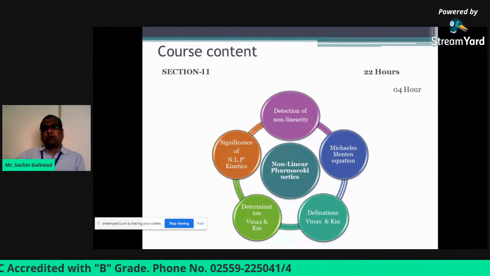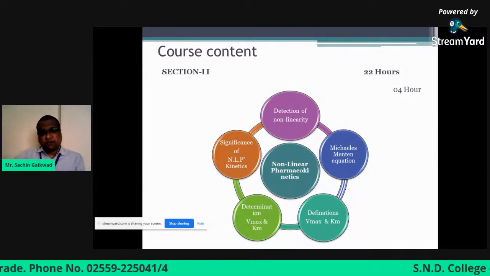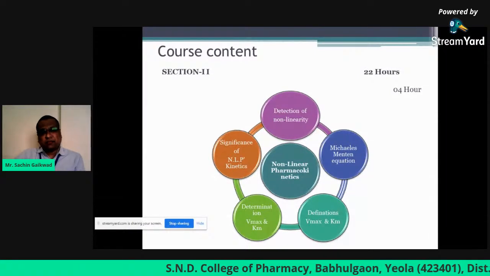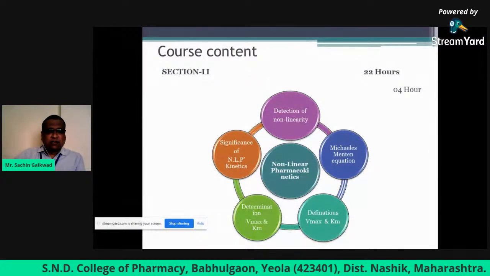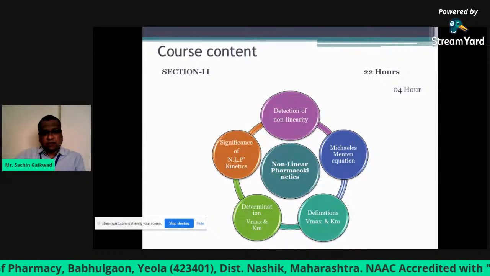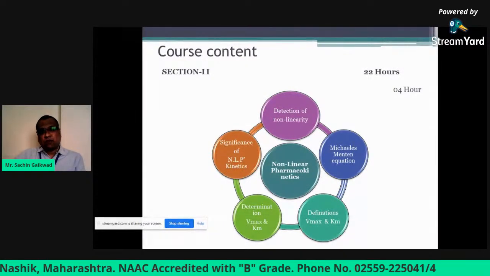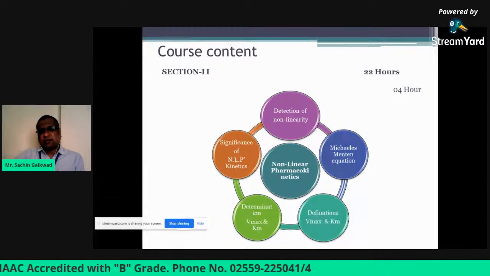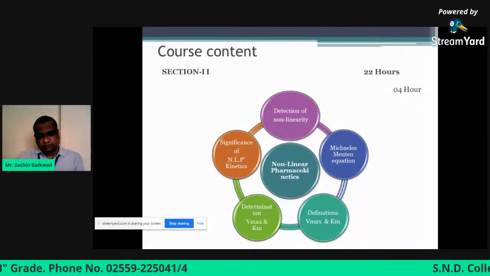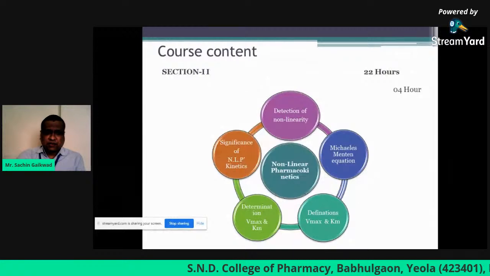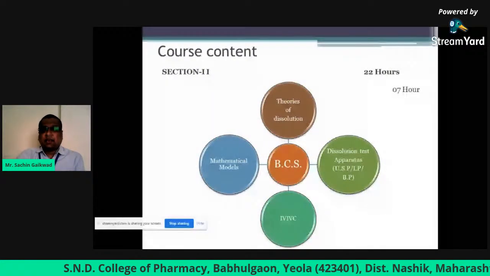The second important thing is the Michaelis-Menten equation. Next one is the definition of Vmax and Km. Afterwards, the determination of Vmax and Km. And the last one is the significance of non-linear pharmacokinetics. In this way, this chapter will be completed. Okay, the next chapter under this second section is the BCS.